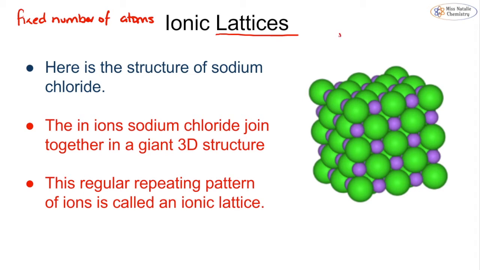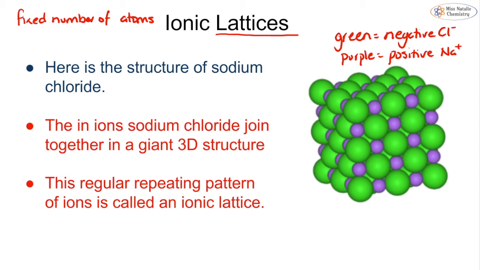So our green here are our negative chlorides, and the purple are the positive sodiums because they are that little bit smaller. And these join together and they form this lattice structure. And notice that we have a specific number in this diagram. However, we could also have a different diagram of sodium chloride that has different numbers. So just keep in mind that it is not a fixed number.